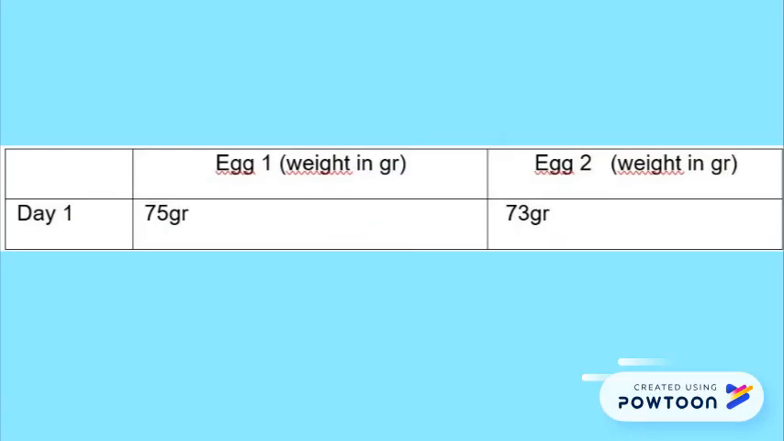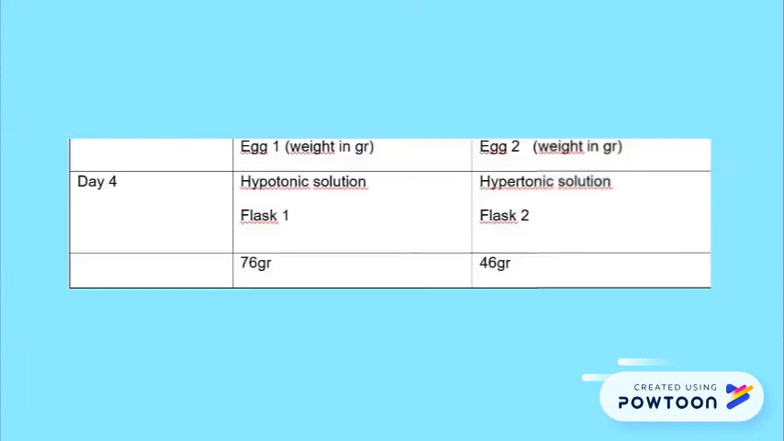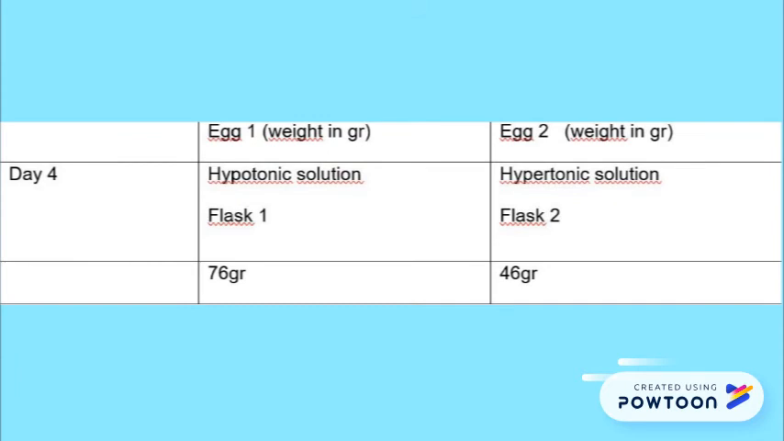After the eggs had been soaked in vinegar for 3 days, we weighed them and observed they had increased in weight. One weighed 75 grams and the other one 73. After putting the eggs in the water and the corn syrup, we observed that one of the eggs weighed 76 grams, the one in the water, and the one in the corn syrup weighed 46 grams, meaning it shrunk down.